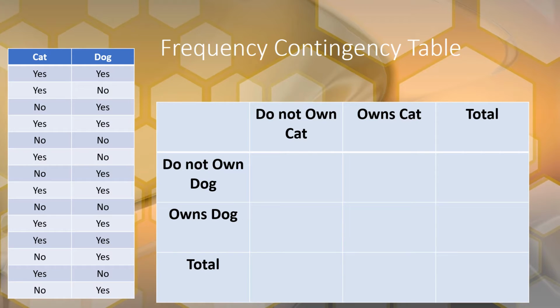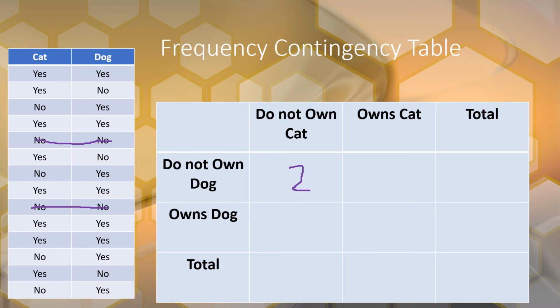find the people that do not own a dog and do not own a cat. So they have both no's. So it'd be this person has both no's and this person has both no's. So we're going to have a 2 here. So do not own a dog and do not own a cat.